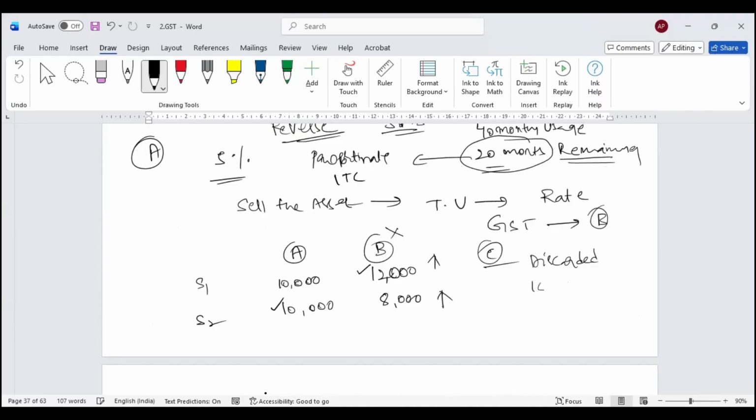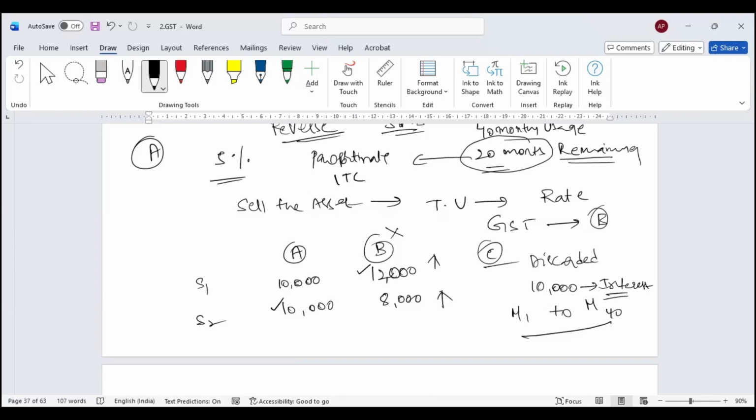Then whatever 10,000 is there, I'm going to reverse this 10,000 with interest till month 40, month 1 to month 40. For this period, I'm going to pay interest more. So in this case, sale value is lower, and in such case also the proportionate value. Okay, I'll put it this way.